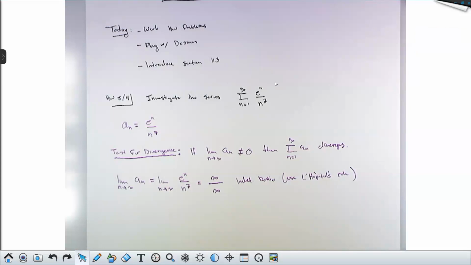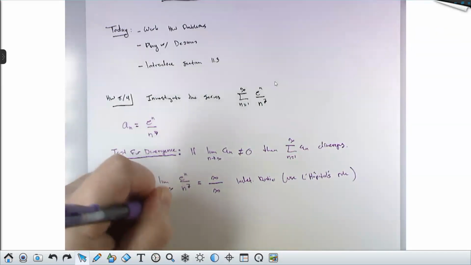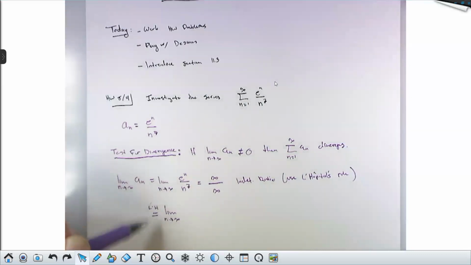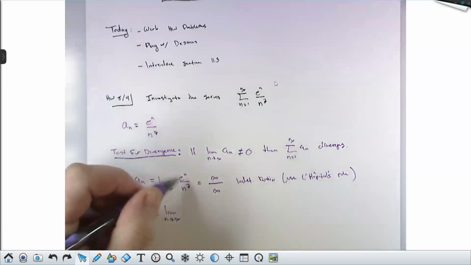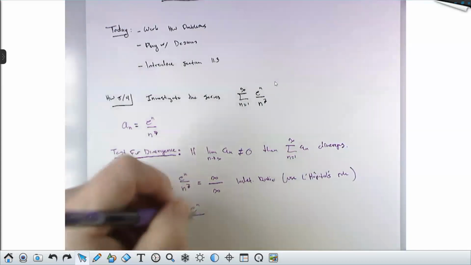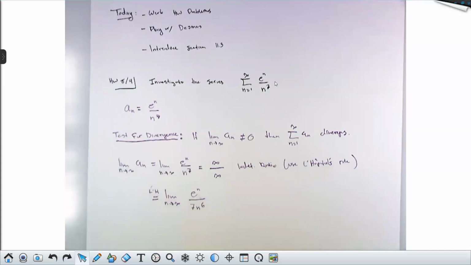In any case, L'Hopital's rule says, if you have an indeterminate ratio, either 0 over 0 or infinity over infinity, you can take the derivative of the top, the derivative of the bottom, and try again. So here I do have infinity over infinity, so I can use L'Hopital's rule. I like to write LH to indicate we're using L'Hopital's rule in this step. When I do that, the derivative of e to the n is e to the n, and I divide by the derivative of the bottom, which is 7n to the 6. And now we try again.